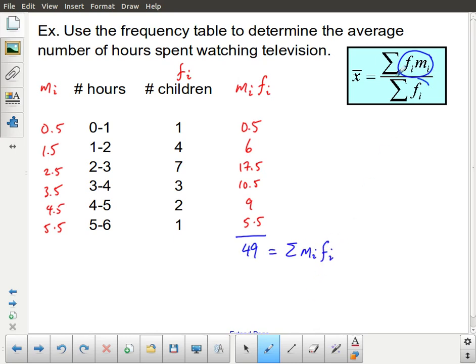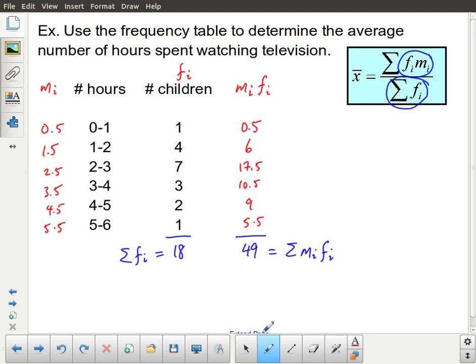And I also need the sum of all the frequencies. Well, that's going to be this column. So the sum of the frequencies is 5 plus 7 is 12, plus 3 is 15, 17, 18. And so that is the sum of all the Fi values.